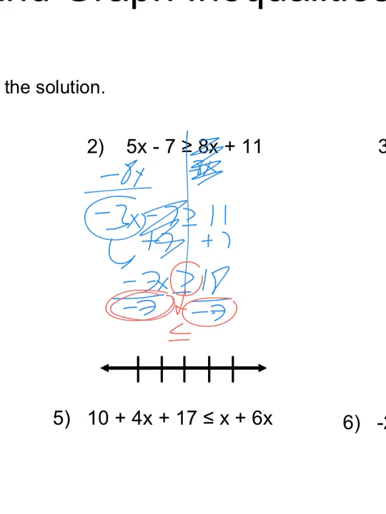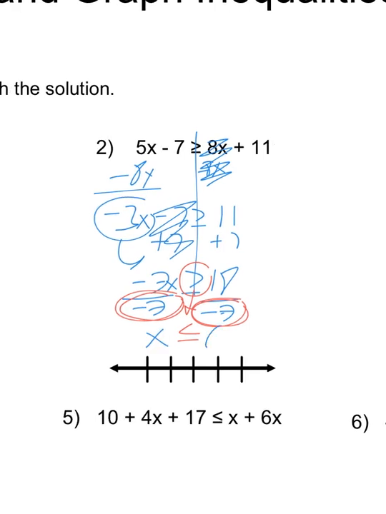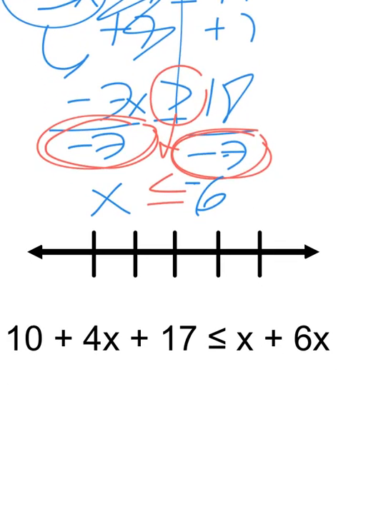Because I'm dividing by a negative number, and dividing by a negative or multiplying by a negative does funky things when it comes to inequalities. It changes the signs of the numbers on each side. And so to incorporate that and make it the correct inequality still, I've got to change the sign around.